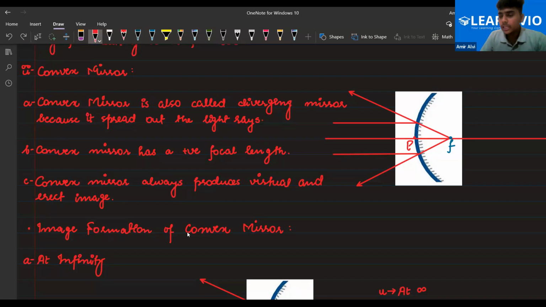As you can see, the light rays are being spread out. That means the reflection is not actually happening, because the light rays are going out of each other like this. Yes or no, Naveed? So we have to extend them in the backward direction just to check whether they are originating from a point or not. As you can see, it's going backwards. So they are pointing at a point called focus.